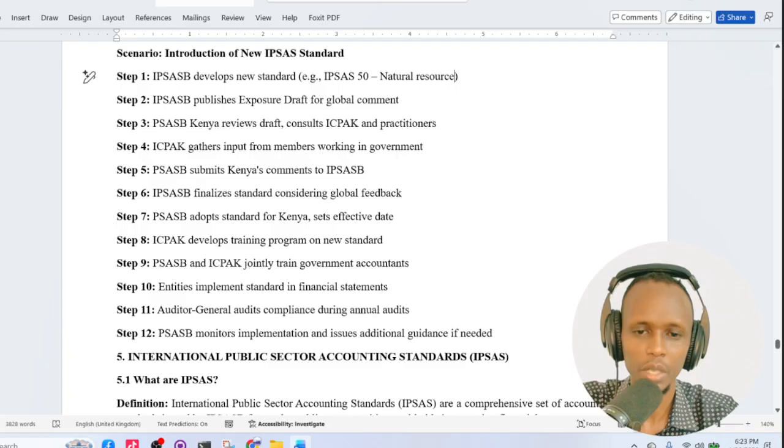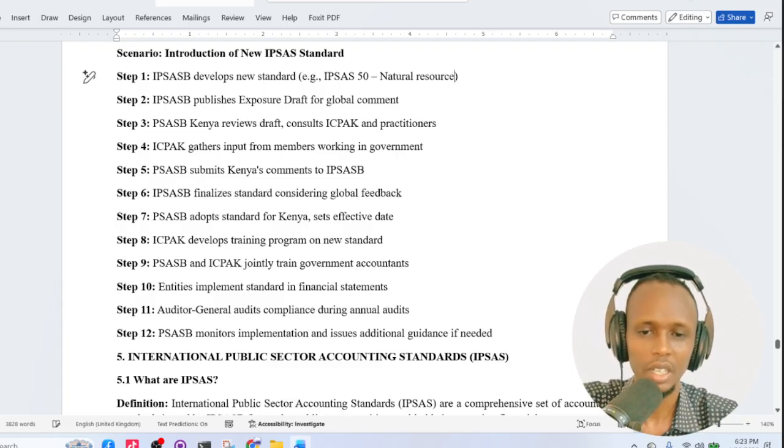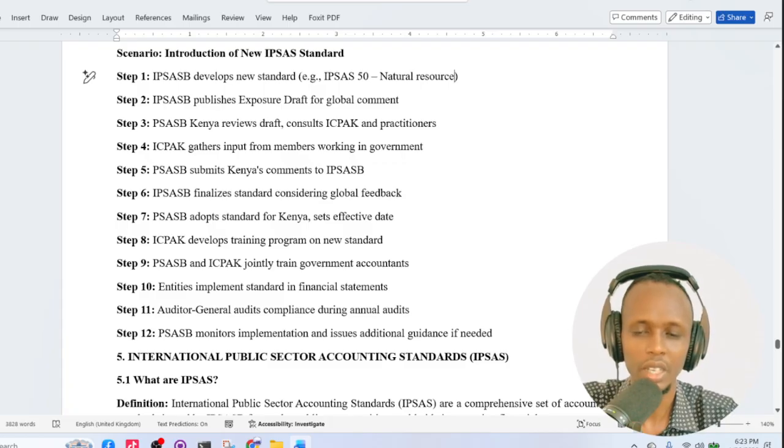Then ISPAC develops training program on new standard. PSSP and ISPAC jointly train government accountants. Then 10, entities implement standard in financial system. Normally when a new IPSAS comes, we are given a period of 3 years. So someone can early adopt. Others, they can wait until it becomes enforced.